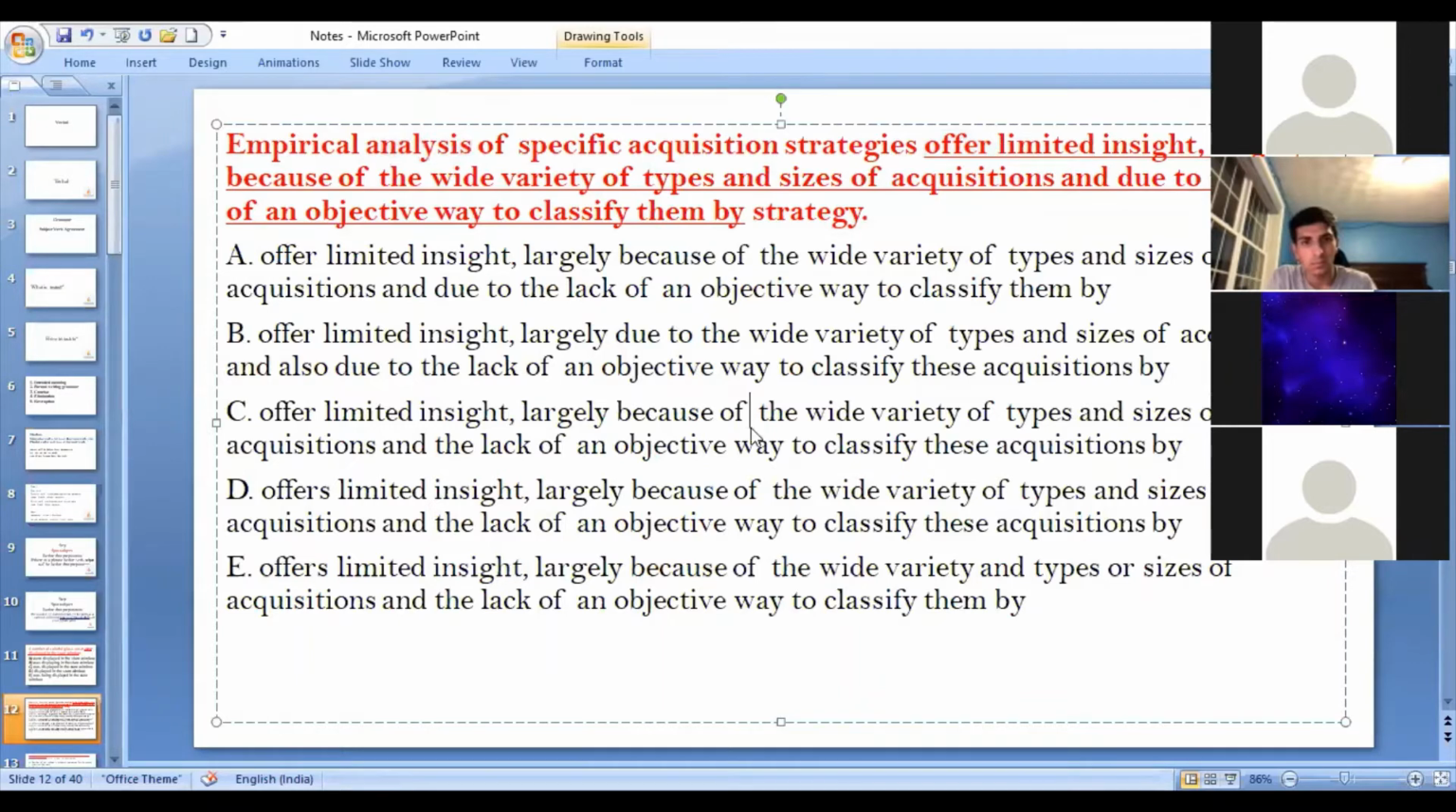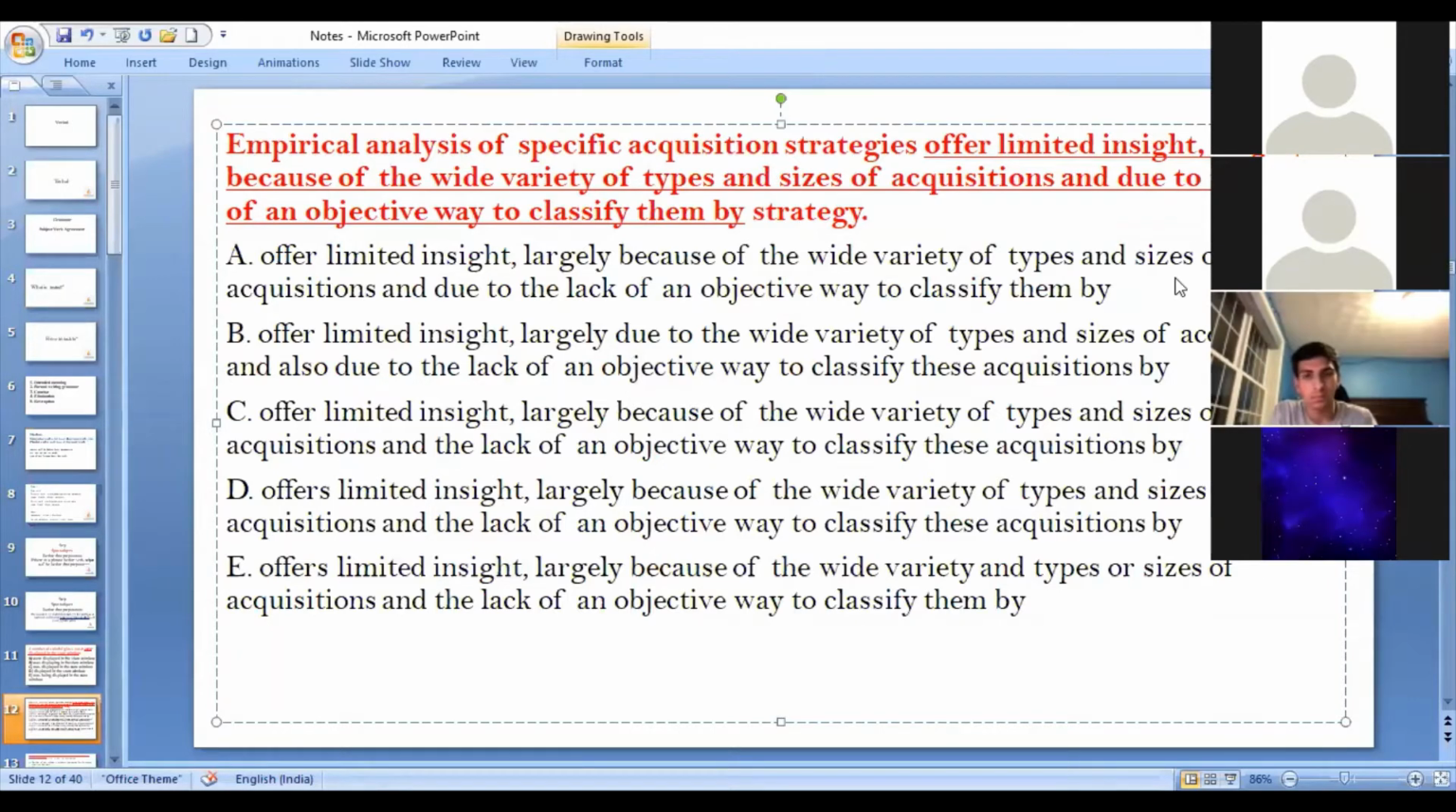A, B, C out. Left with D and E. Remember, just check the last word. It says them. Them means what? Because there are many nouns, we do not have a correct antecedent. That's why D becomes the best option. Jay, Manas, Manit, Mehak, Andrew, do you want me to repeat, or did you get the idea?